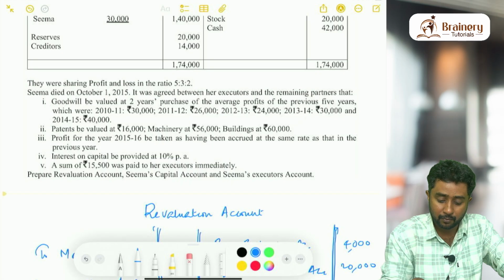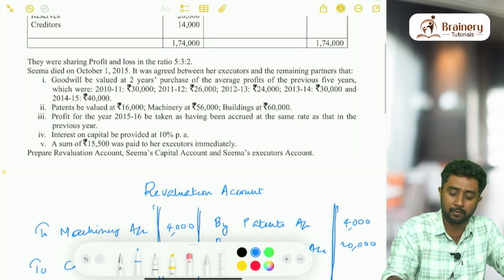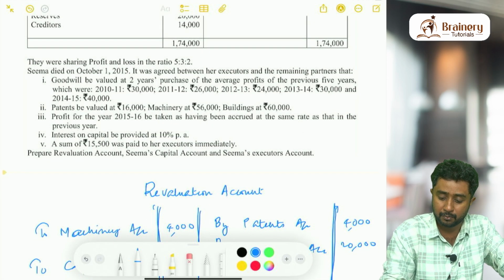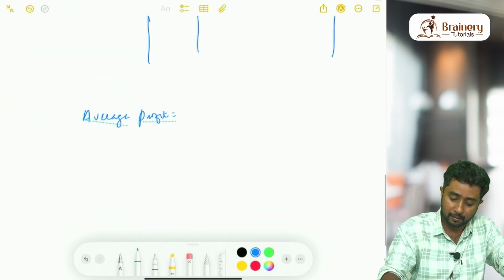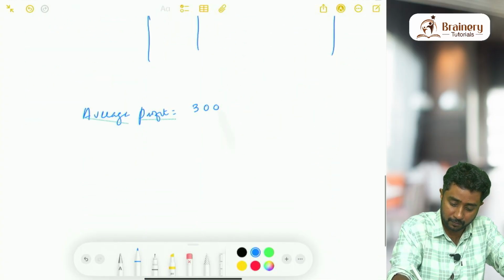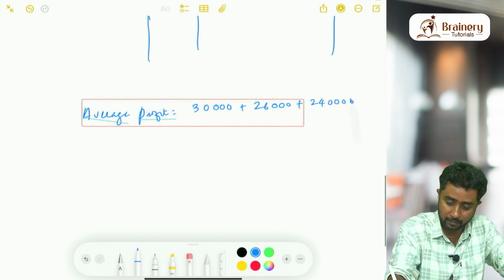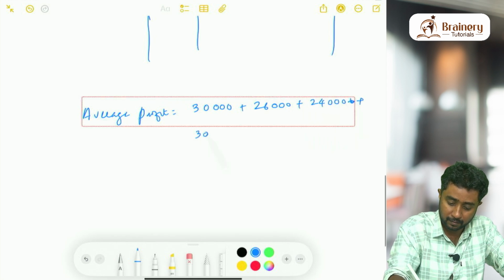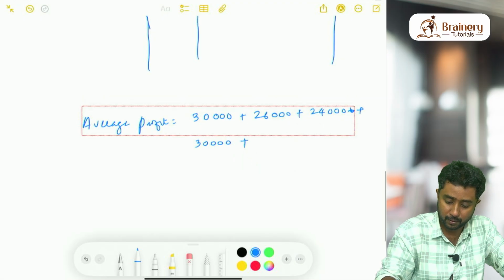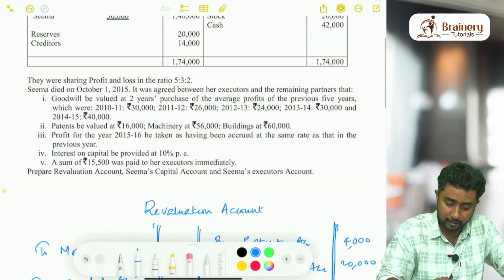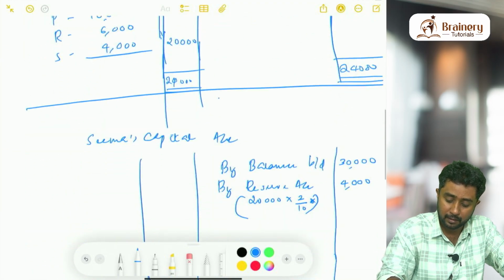As you can see here, 5 years' profits are given. So we record them here: 30,000 plus 26,000 plus 24,000 plus 30,000 plus one more year is left. We check 2014-15, it is 40,000.